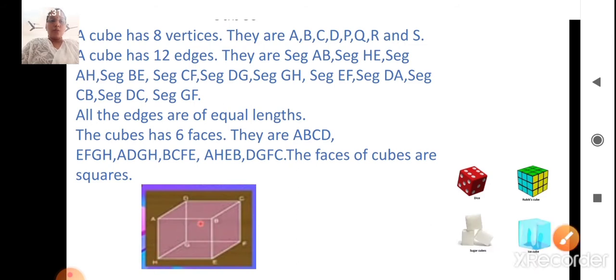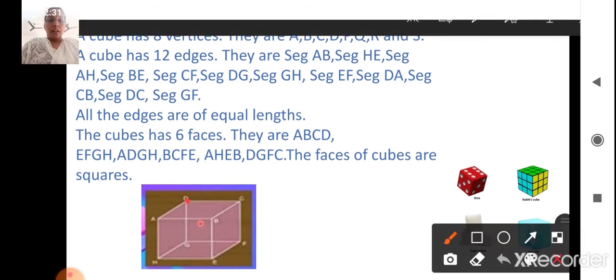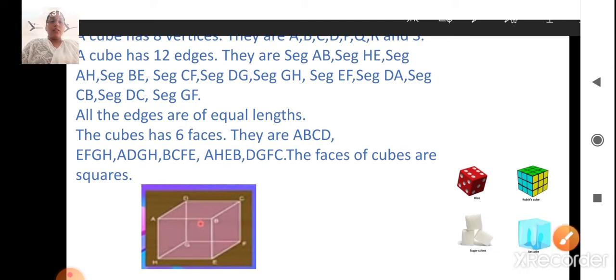And the last one is D, G, F, C. This is D, this is G, D, G, F, and C. This one. Okay, so a cube has 6 faces. All the edges are of equal length. It has 8 vertices and it has 12 edges.